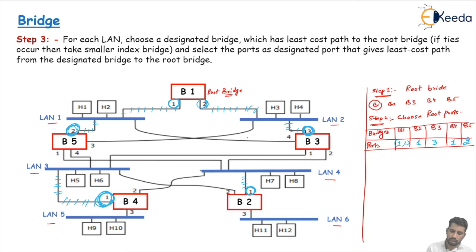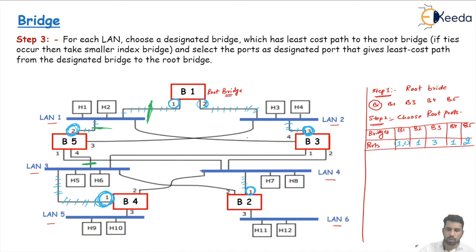For LAN number 3, if we choose bridge number 5, we will reach the root bridge from LAN number 3 by following link number 1, this link 1, this link 2, and this link number 3. Means we have 3 links between LAN number 3 and the root bridge 1 if we follow bridge number 5 as the designated bridge for LAN number 3.